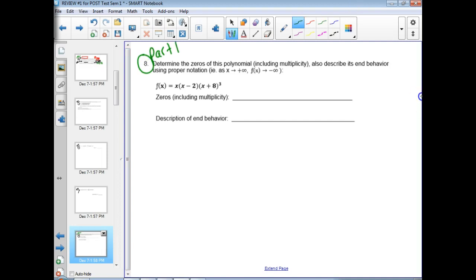And it says, tell me all the zeros and describe any multiplicity, and then also describe the end behavior. So the zeros and the multiplicity are something that we can see from the function. Since it's in factored form, you can see that you have a 0 at 0, you have another 0 at 2, and then you have another 0 at -8. But the one with -8, since it has a third power, has multiplicity 3. The ones that have multiplicity 1, you don't have to indicate those.